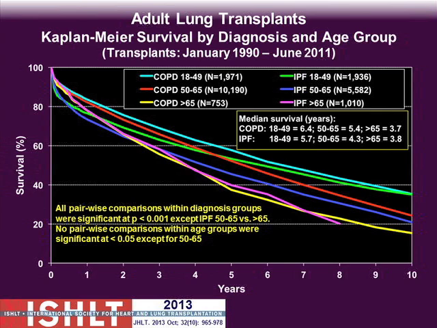And you can see the overall survival is decreased in those patients that have COPD or IPF that are over the age of 65. And if you don't look at it even by specific diagnosis, older patients in the ISHLT registry have shown a decreased survival compared to all other ages of patients, both in mid and long-term survival.